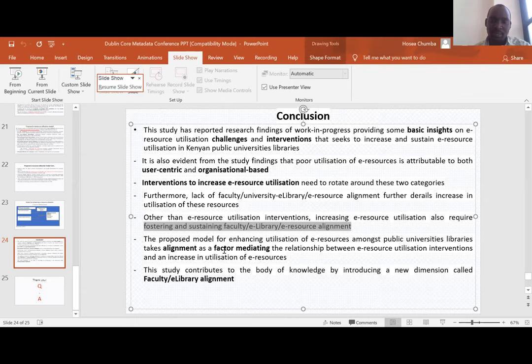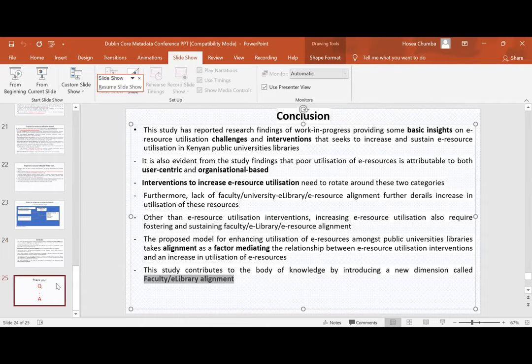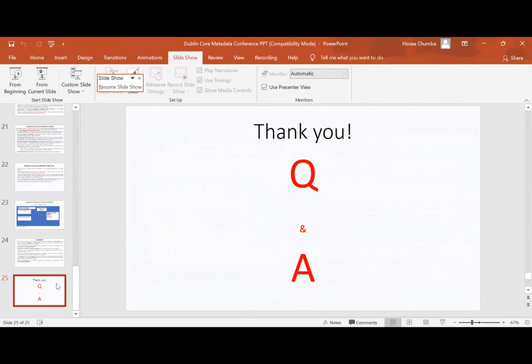So the proposed model for enhancing utilization of e-resources among public universities in Kenya takes alignment as a factor mediating the relationship between the independent variables and the dependent variables. This study contributes to the body of knowledge by introducing a new dimension, which we are calling faculty e-library alignment. Thank you for listening to me.